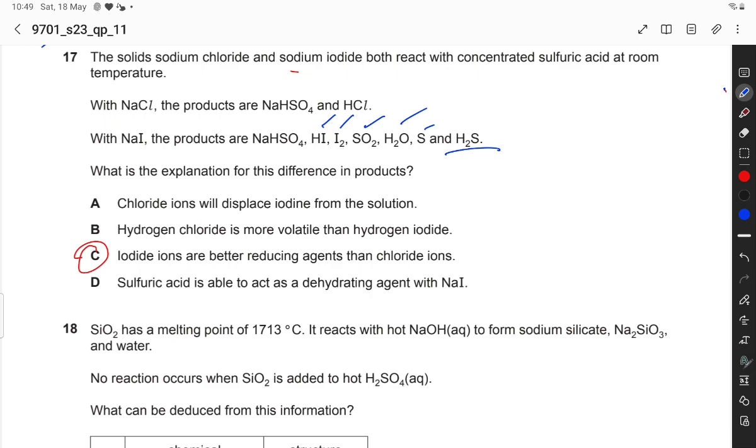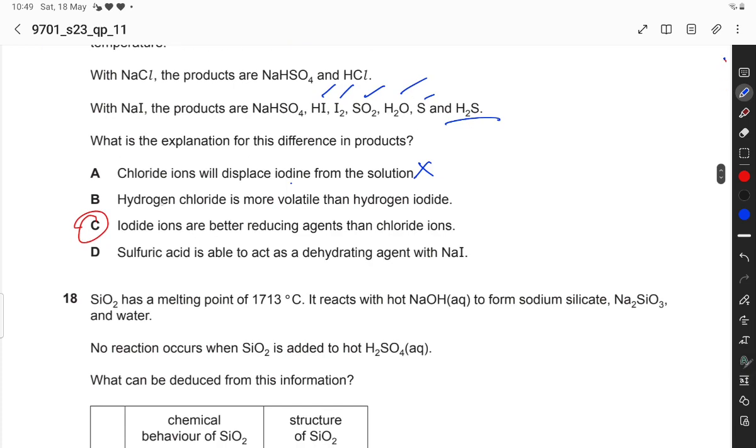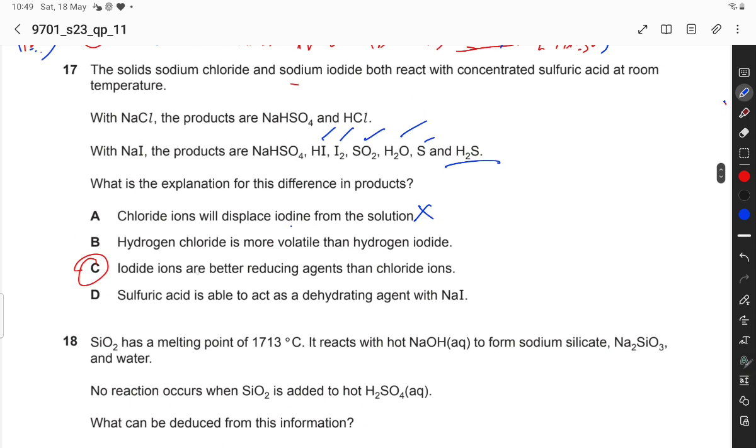Chloride ions will displace iodine from the solution. So this is incorrect, because chloride ions cannot displace iodine from the solution. Iodine is less reactive than chloride ion, so chloride ion cannot displace iodine. Hydrogen chloride is more volatile than hydrogen iodide. So in this reaction volatility does not matter.